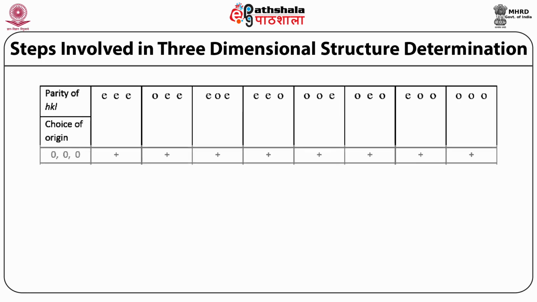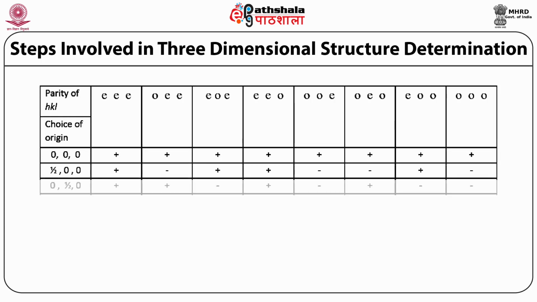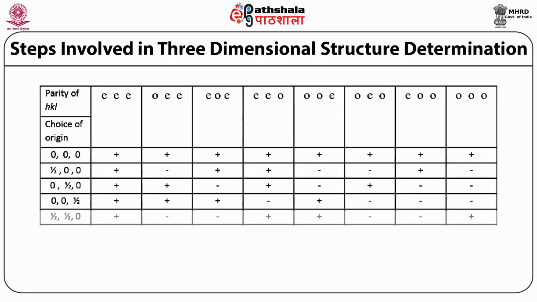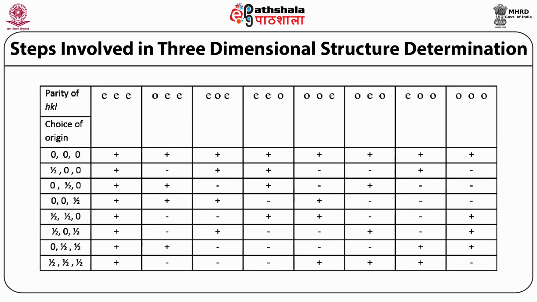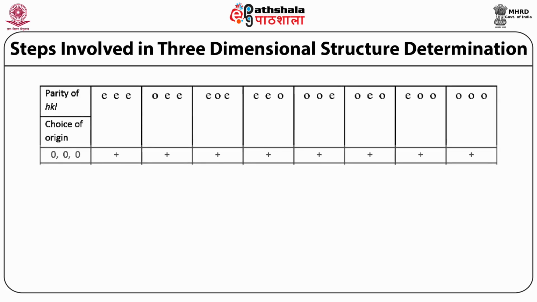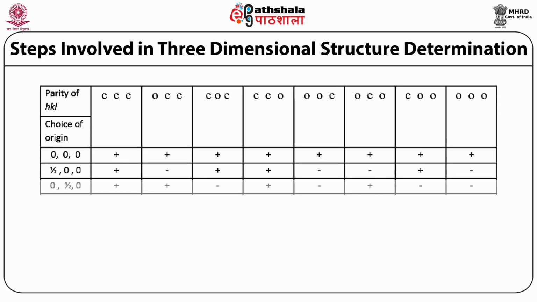Now you take one more reflection, even, odd, even, and assign the sign to be plus. Now you see in how many cases of origins all 3 are plus: only in 2 cases, namely 0, 0, 0 and 0, 0, half. So now you say the ambiguity has reduced to 2.